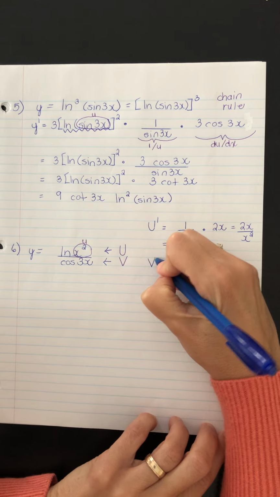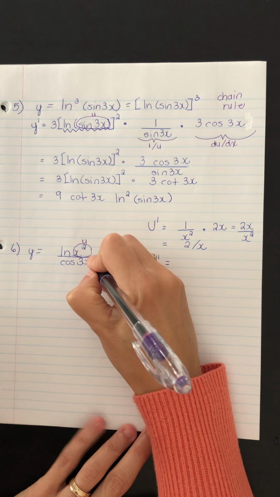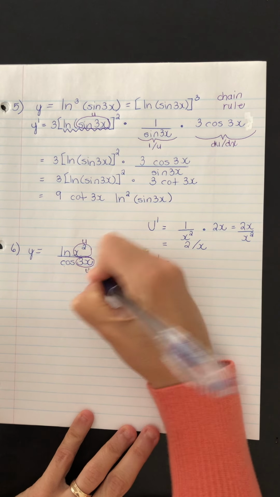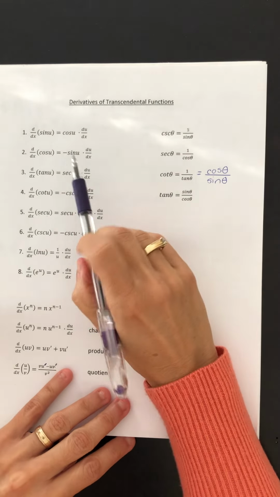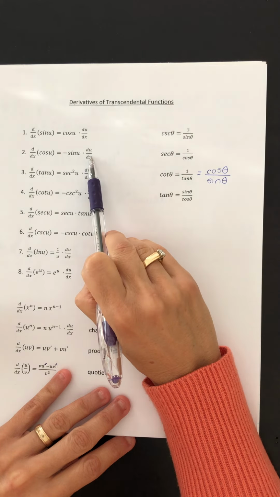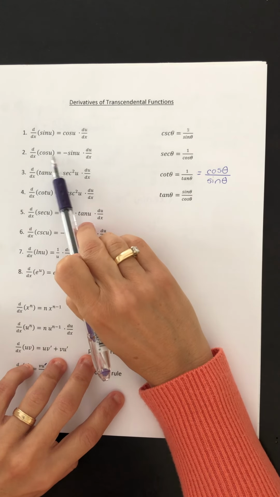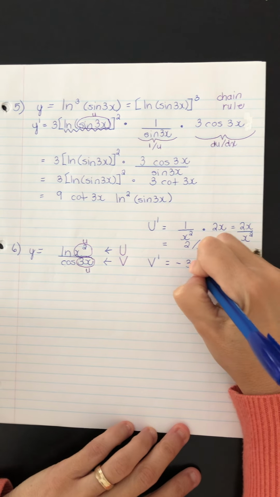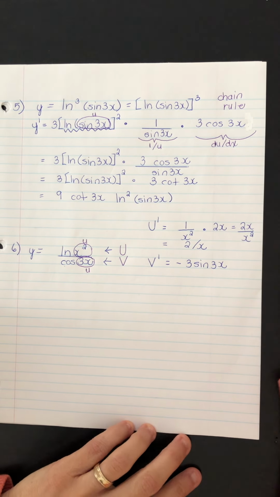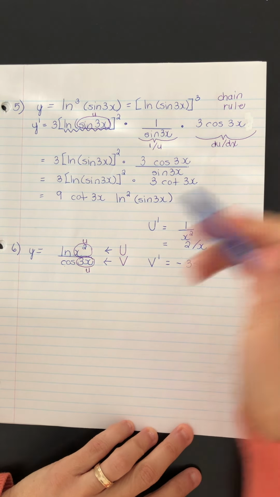Now, let's do v prime. V is the cos 3x, so 3x is the little u in cos u. What's the derivative of cos u? Negative sine u times du by dx. So in this case, we have cos 3x, so it's negative sine 3x times 3. Or negative 3 sine 3x. Just like that.